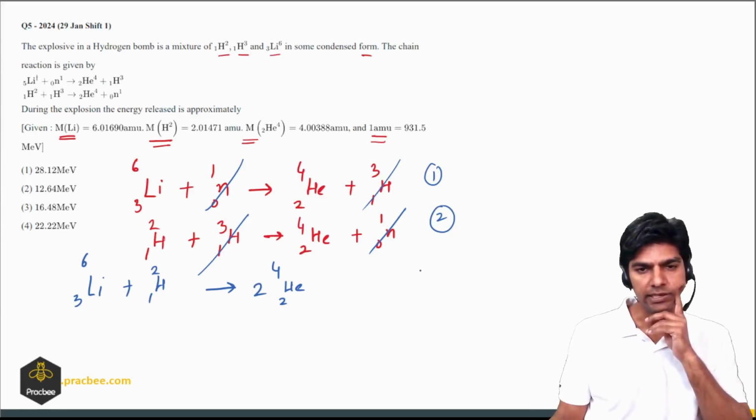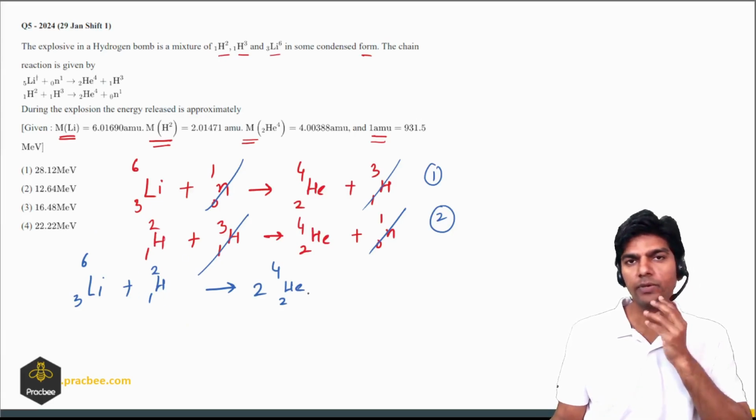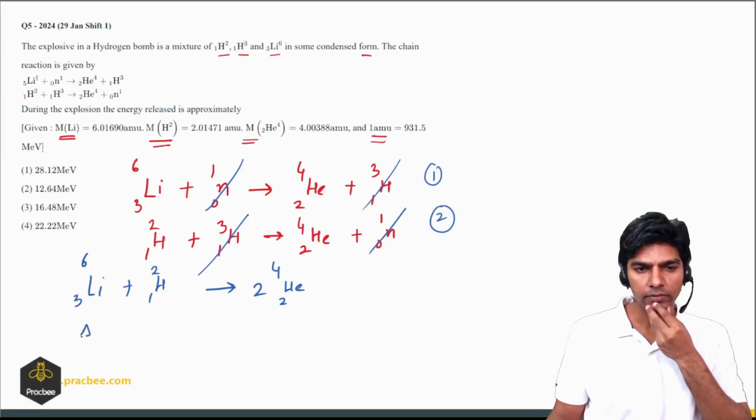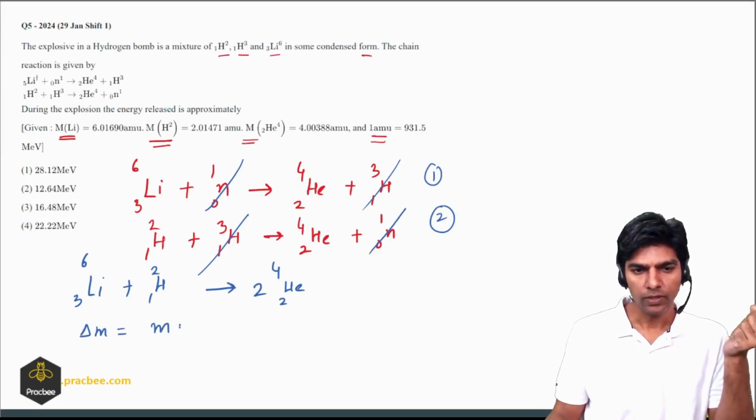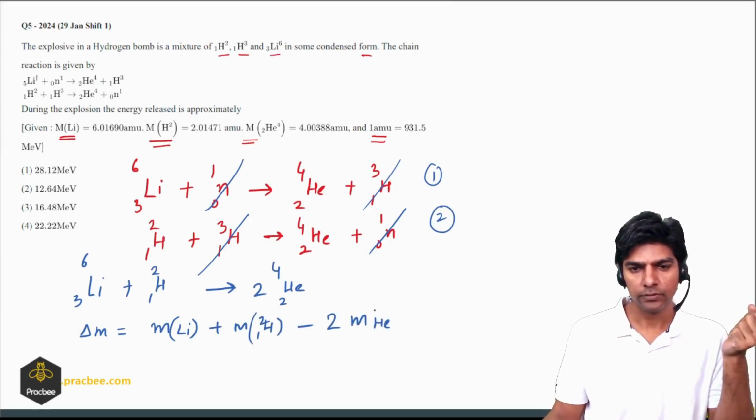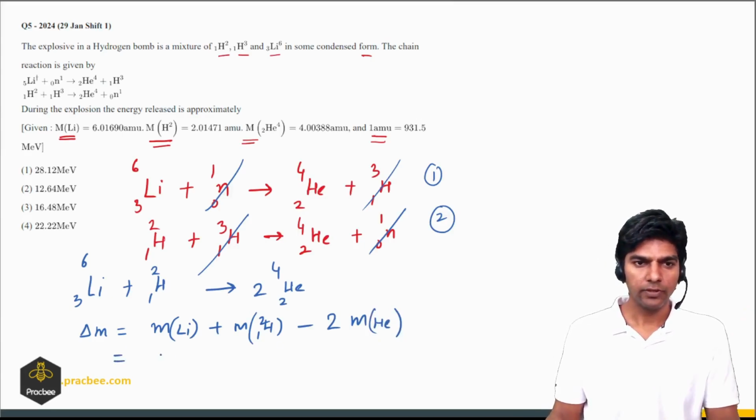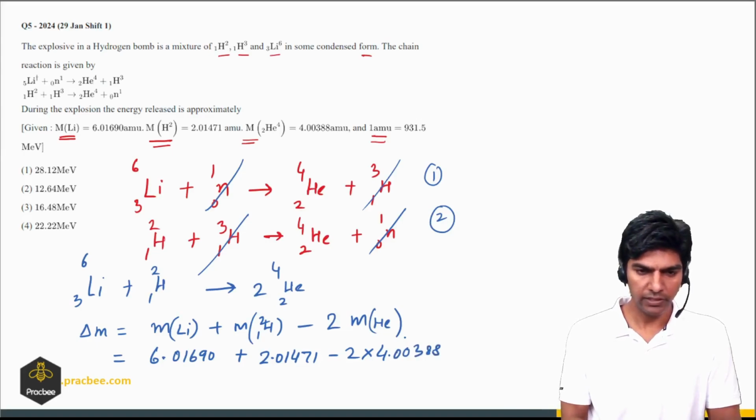So when the energy is being released, then the mass of the reactant will be more than the mass of the product. So here we can say the mass defect will be mass of lithium plus mass of deuterium minus 2 times mass of helium nucleus, right? So this will be 6.01690, and for deuterium it is 2.01471, and for helium it is 4.00388. Okay, let me quickly calculate this.